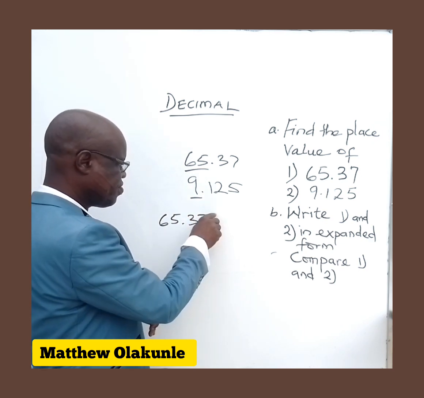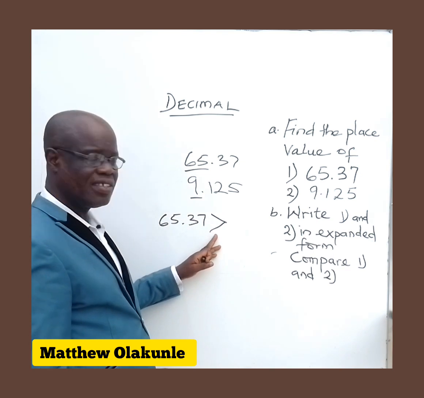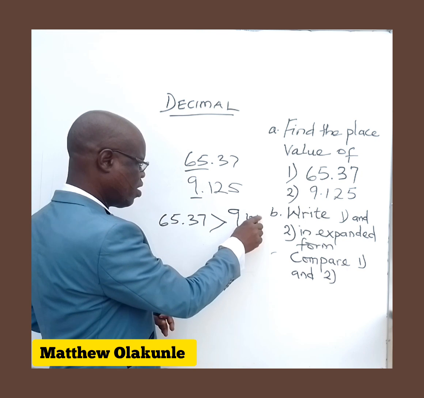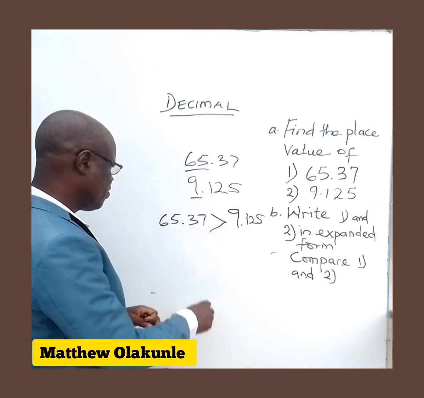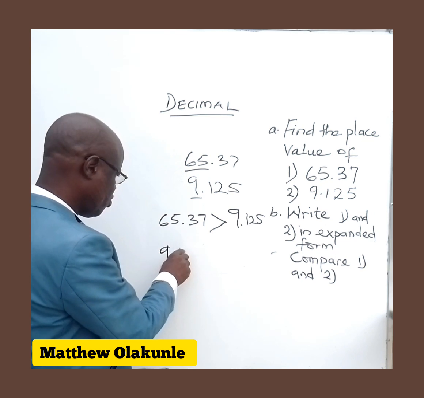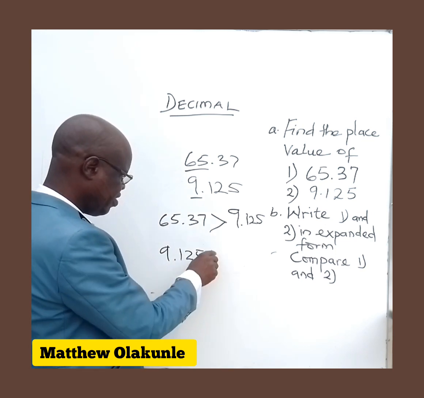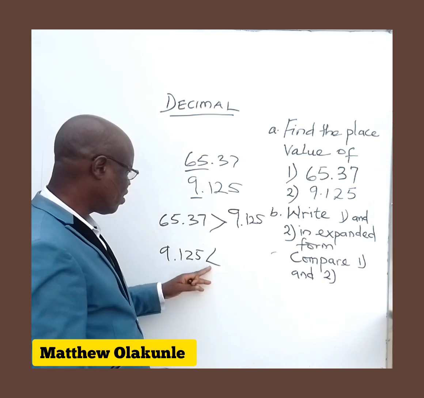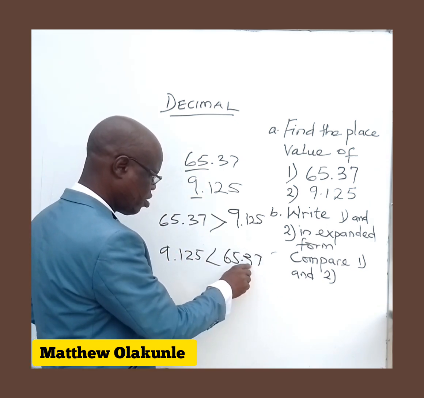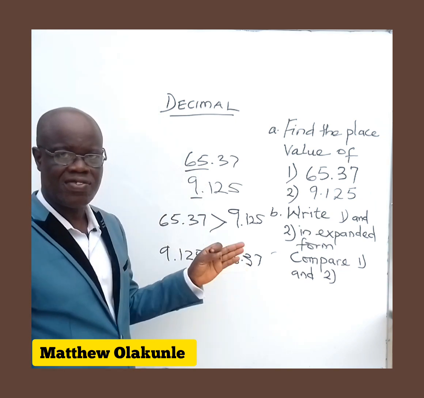So it is right for us to say 65.37 is greater than, this is the greater than sign, 9.125. Or in another way, you can say 9.125 is less than 65. This is the sign for less than. So as simple as ABC.